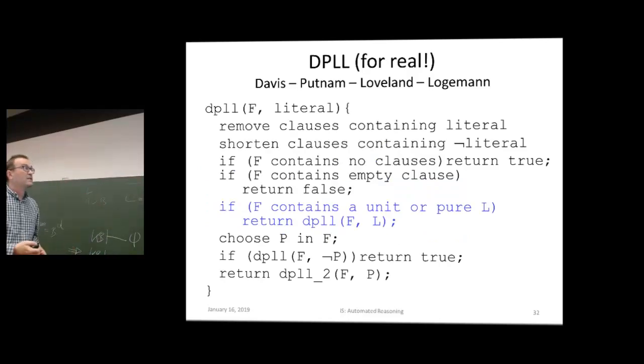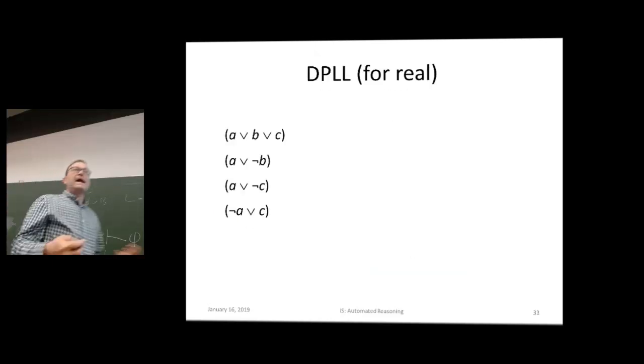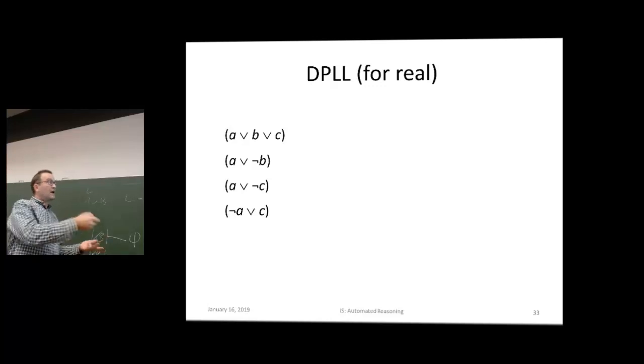This is now the final algorithm. Remove the clauses containing literals, shorten the clauses containing the negation of the literal. We've seen that. That's the starting point. But then also, if your formula contains a unit literal, so a literal that occurs on its own without another disjunct, then immediately branch on this one, call the procedure on this unit or on the pure literal. And that basically made the decisive difference and really turned this into a very computationally competitive method. What happens? How does it work?